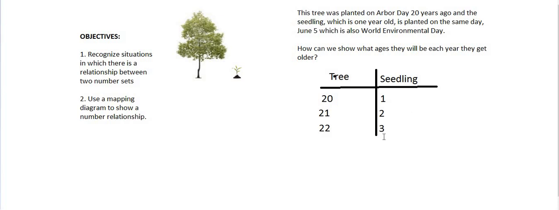1 extra year old, and it would be 3 years old. All right, so we can see the relation here. Now, we have our values in the table, right? But we don't have our relation as yet. We need to find out or state what the relation is.